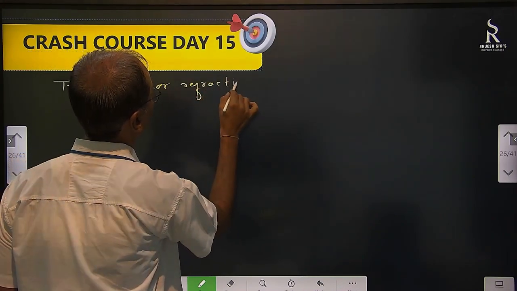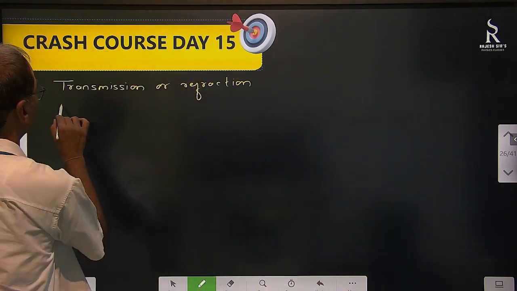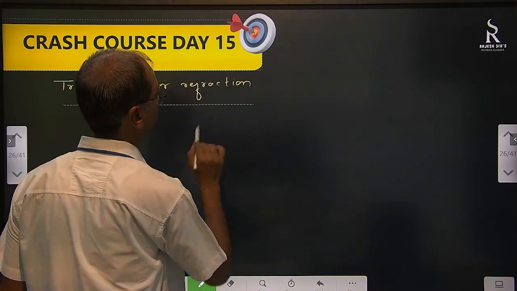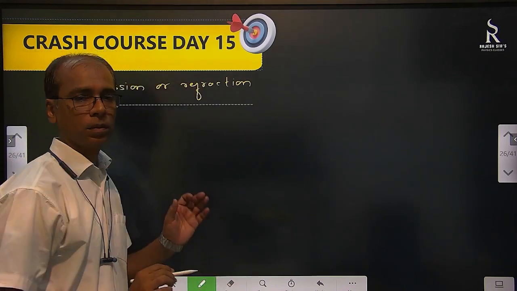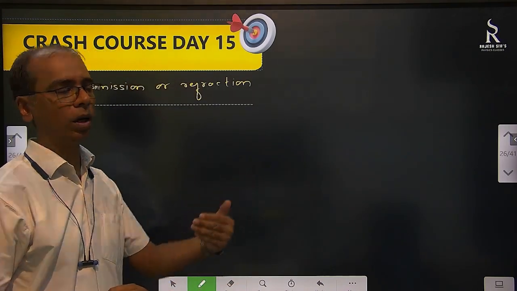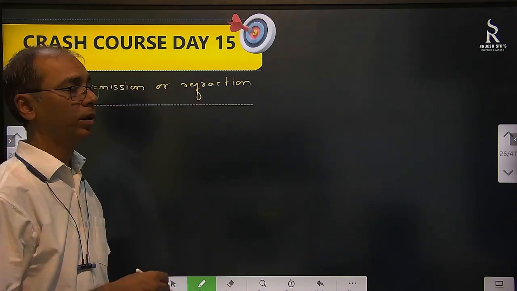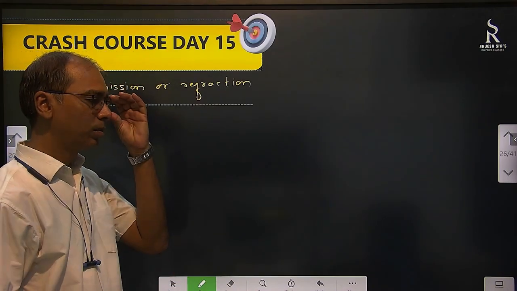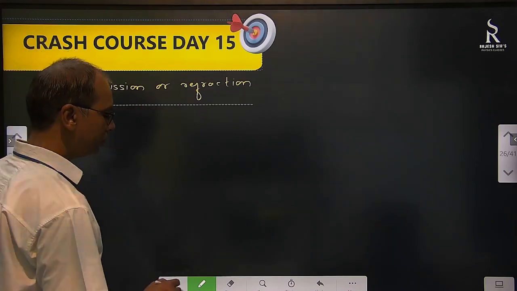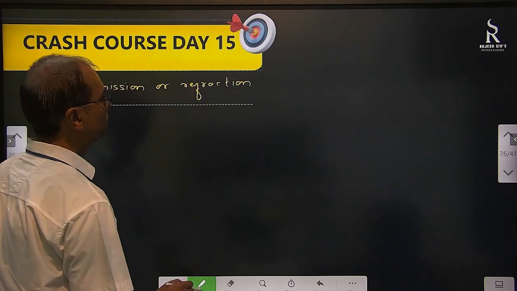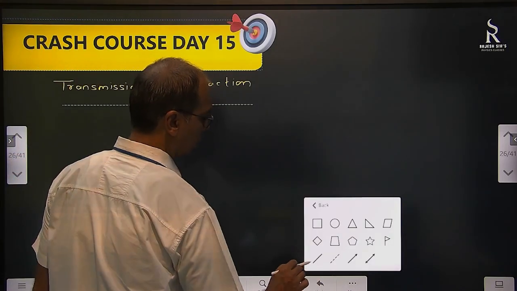Transmission or refraction. Transmission happens when a wave moves from one medium to another medium, right? There are two possibilities: the other medium is a denser medium, or the other medium is a rarer medium. That we have to see. So how to show you? In a string only I am showing at the moment.